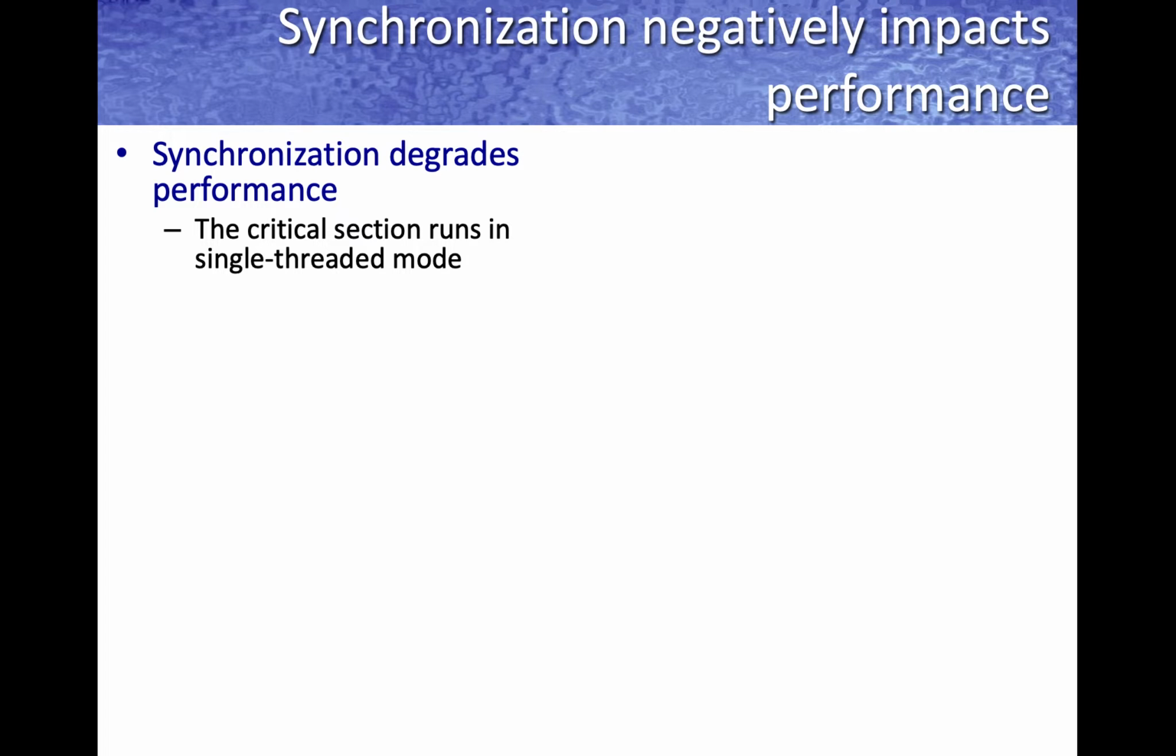Keep in mind, synchronization using mutexes and locks essentially degrades the overall performance of multi-threaded programs. This is because the critical section runs in single-threaded mode, so you can have multiple threads, but in the critical section, only one thread is operating. So critical sections tend to slow down the overall performance of multi-threaded programs.